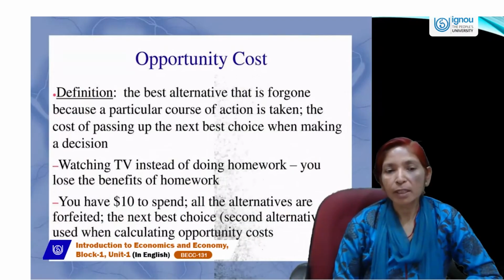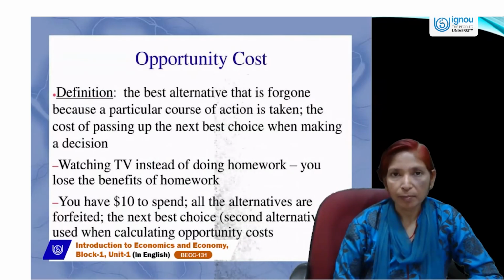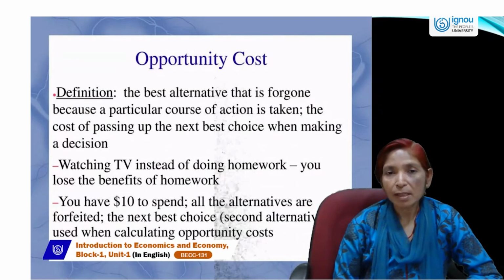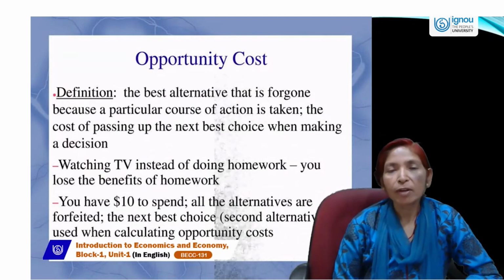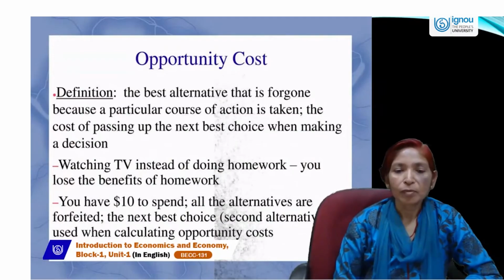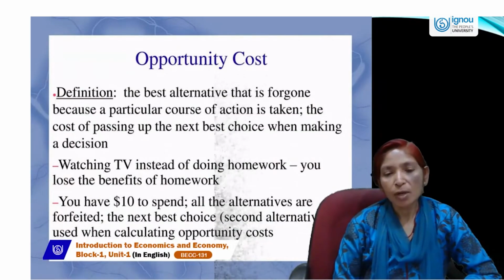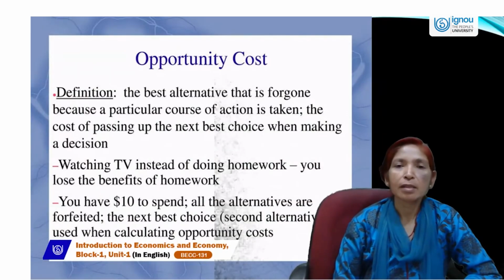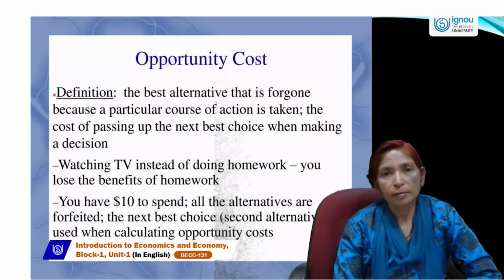For example, watching TV instead of doing homework. It's an opportunity cost. Here we are watching TV. What we are sacrificing, what we are foregoing, is homework. You lose the benefit of homework. You have $10 to spend. All the alternatives are forfeited. The next best choice, the second alternative, is used when calculating opportunity cost.